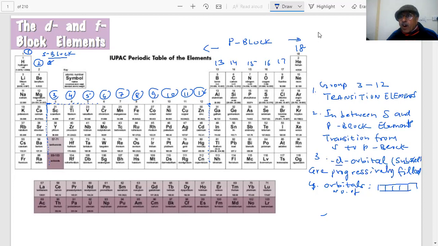Five orbitals means how many electrons? 5 into 2, 10. You can put only 2 electrons in each orbital, you know about it, students. So the total number of electrons is 10.